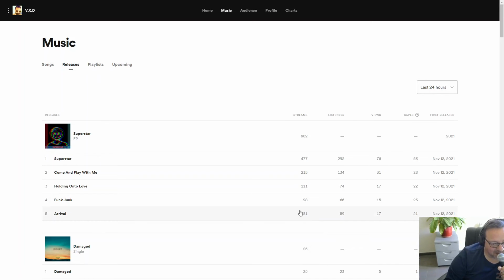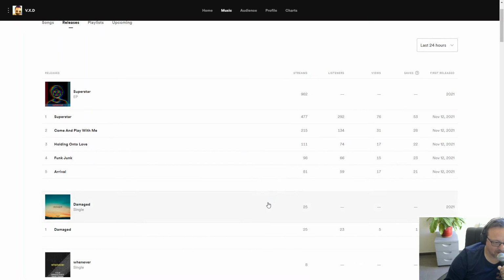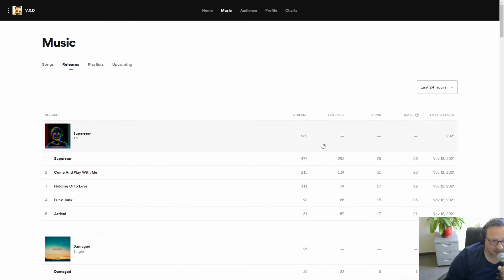Because if you have a look at the last song, that's still getting 80. So if we're getting, say, 70 to 80 streams for another 5 songs, that's going to increase the amount of streams that we get. So the more songs there are on an EP or an album, the more streams you get if you promote the EP, which is what I did.